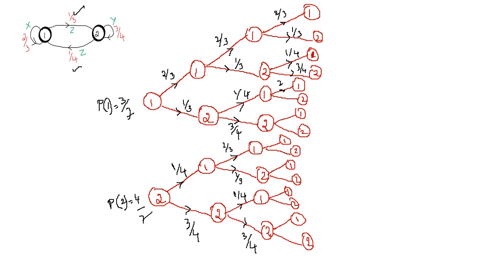So this will be 2 by 3, 1 by 3. This will be 1 by 4. This will be 3 by 4. This is how we are going to write the state probability. Please continue it for the remaining graph also.